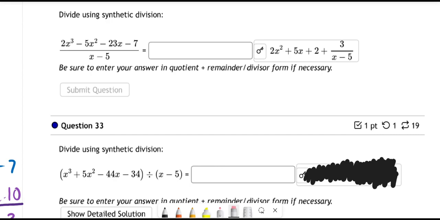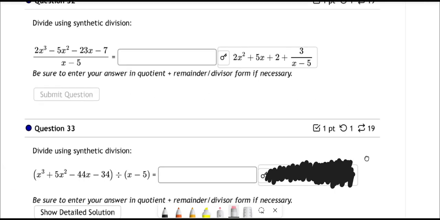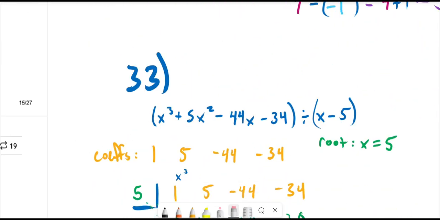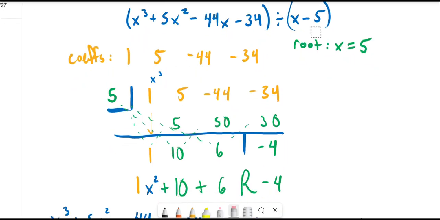It's another synthetic division problem. Question number 33 says, what do you get when you divide this by x minus 5? Would have liked it if they chose a different divisor, but whatever. So to begin with, we establish our root. Our root of x minus 5 is x equal to 5. This is the x value which would make this term equal to 0. We put that here. Then we have coefficients of 1, 5, negative 44, and negative 34.